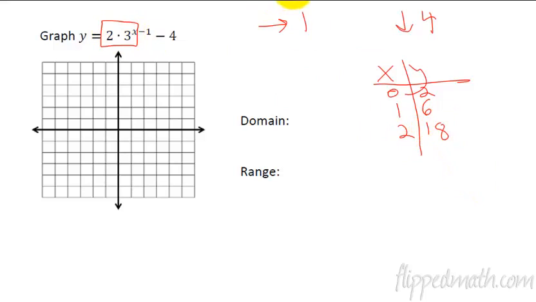Okay, so now let's shift those points. My new coordinate points would be, if I'm shifting right 1 on all of them, it's now going to be 1, 2, and 3. And my y values go down by 4, so this is now negative 2, and this one is going to be a positive 2, and this one is going to be a positive 14. So let's plug those points in. 1, negative 2, there's that one, and 2, 2, and 3, 14. Well, obviously that's way off the grid here, so I don't need to worry about that one.